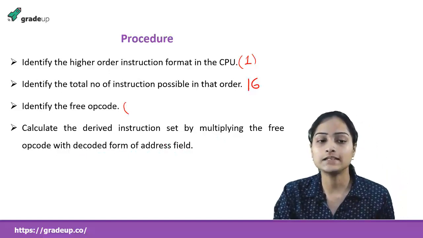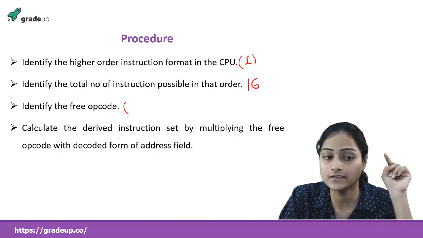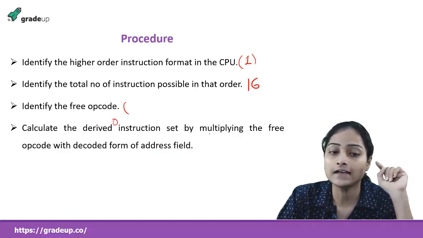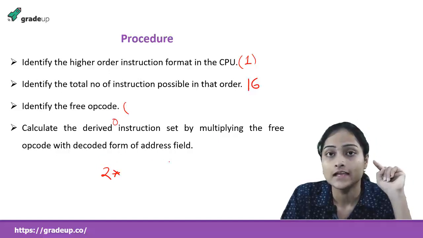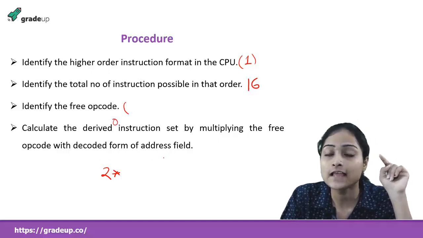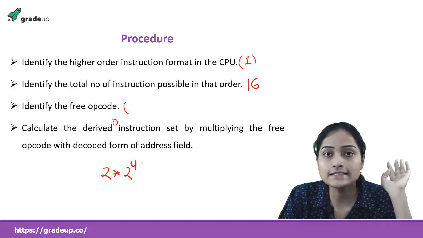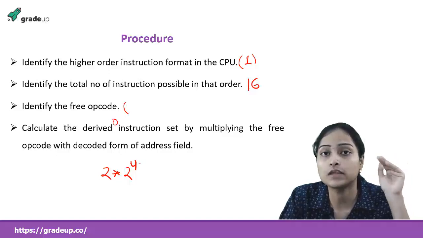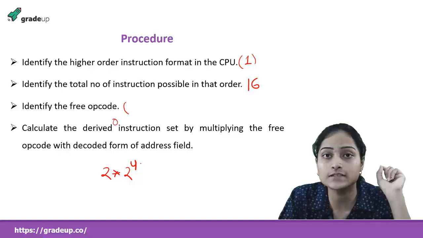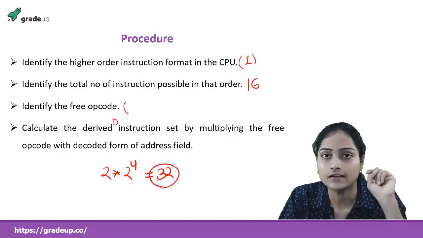See what this line means. Whatever instruction type you want to derive, here the zero address instruction, will be obtained by multiplying the free opcodes, which were 2 there, with the decoded form of the address field. Their address field was of 4 bits and its decoded form will be 2 raised to the power 4. You know what decoded form means? Decoded form means all the possibilities. With 4 bits, total possibilities are 16. So the total number of instructions would be 32.